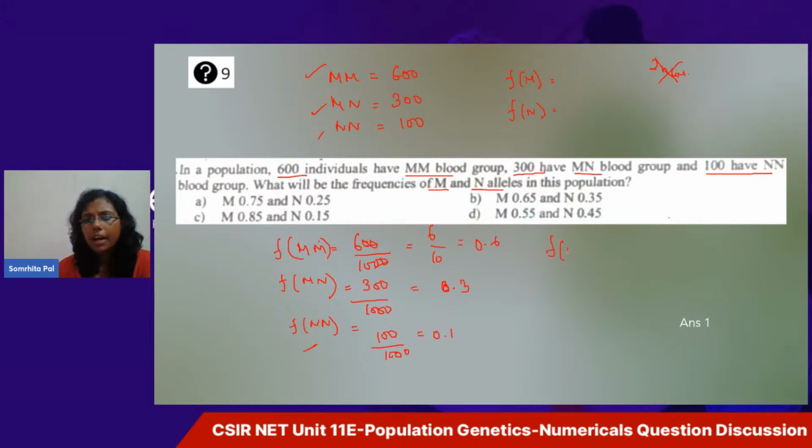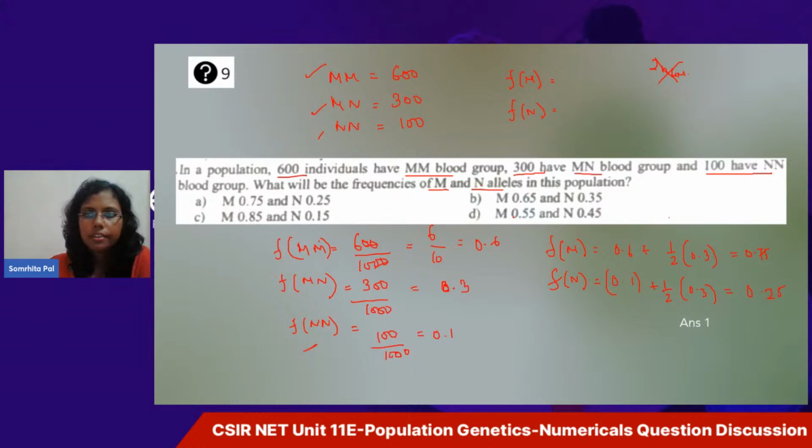Now straight away put this in. Frequency of M, how will you calculate? It is equal to 0.6 plus half of 0.3, right? So you will get this answer as 0.75. Frequency of N, you will be able to calculate as 0.1 plus half of 0.3, that will give you 0.25. So everyone so far has got the correct answer.